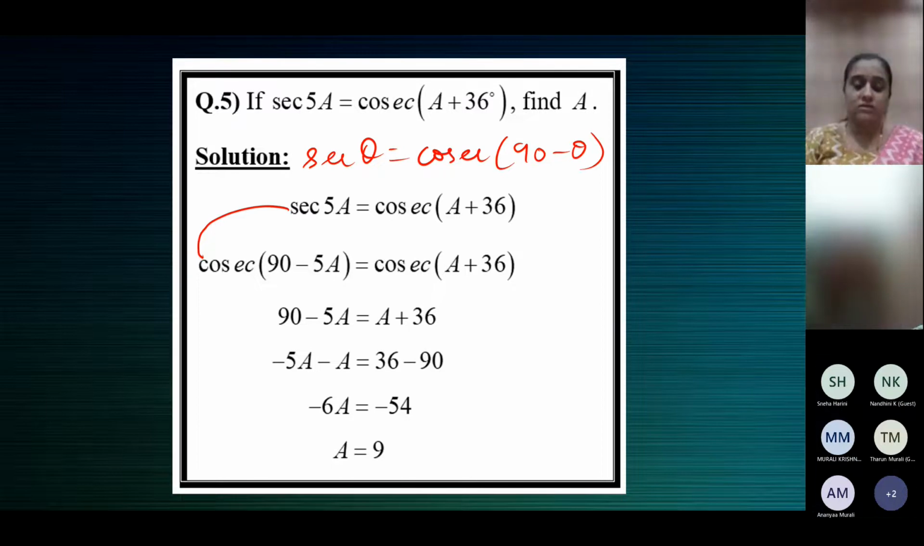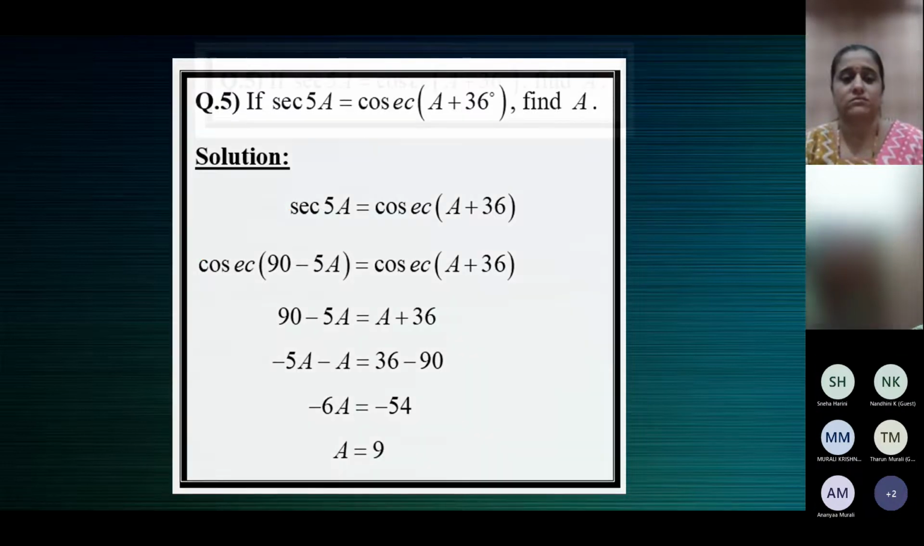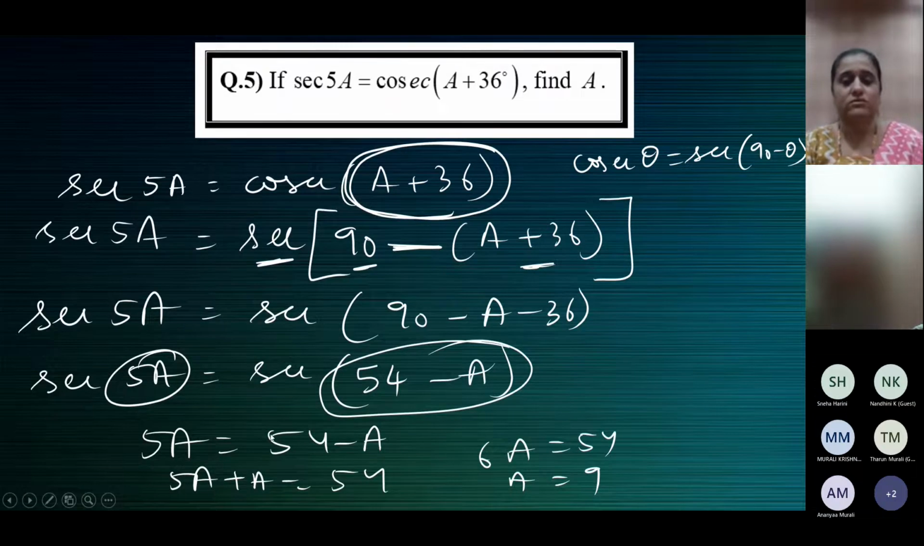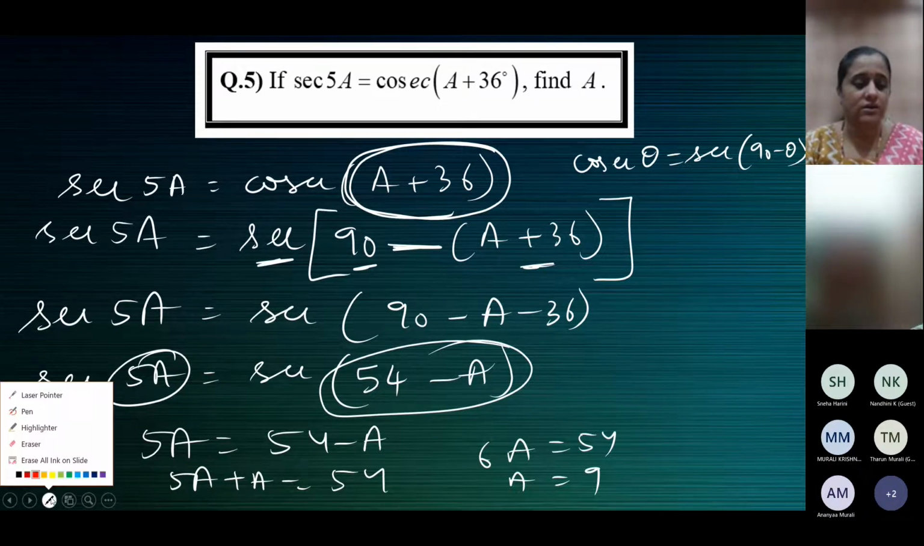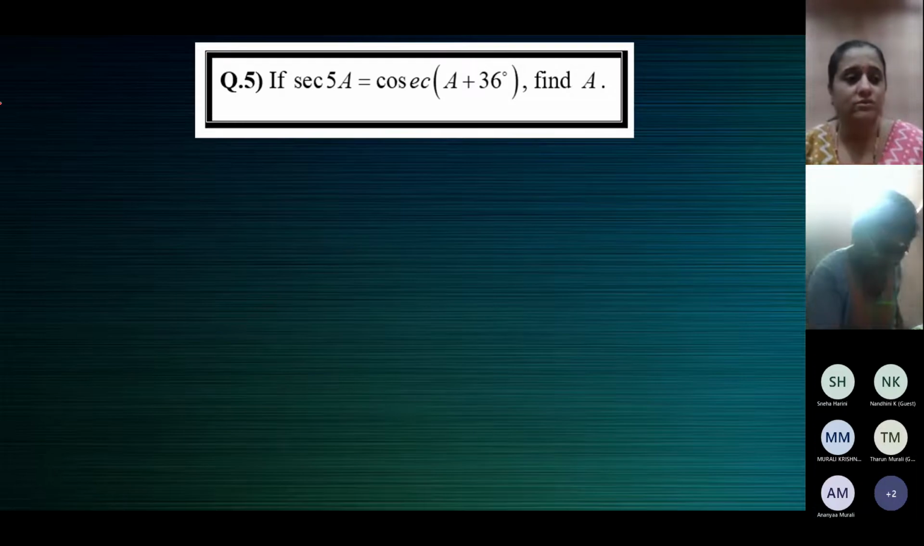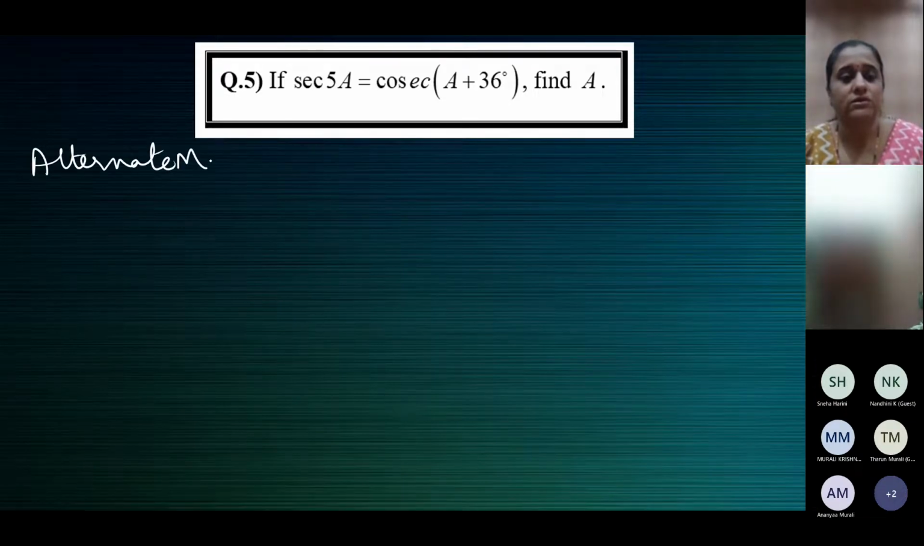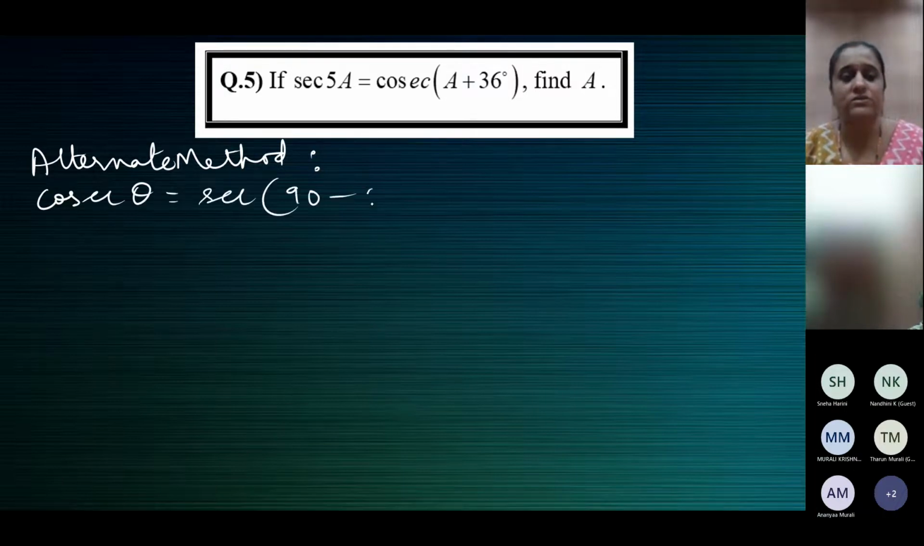Now let's take the alternate method. I'll just repeat. This is the alternate method, which is by using cosecant theta. This is the rule we're using: cosecant theta is equal to secant 90 minus theta.